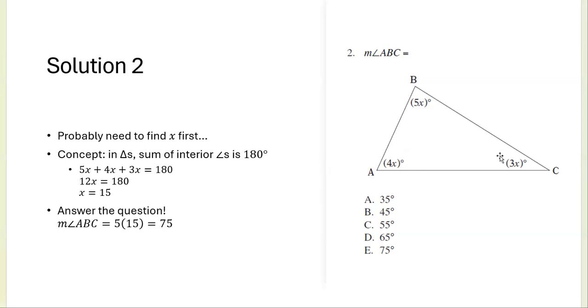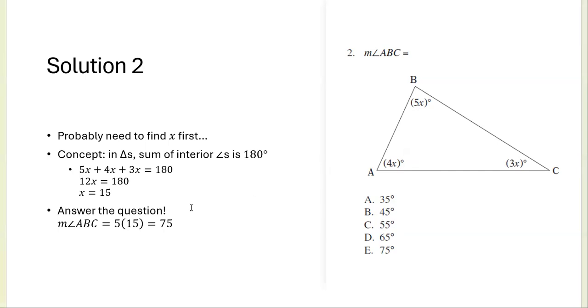So 5x plus 4x plus 3x equals 180. That's this line right here. And then we solve for x is equal to 15. Don't forget to answer the question though, because it's a common trap. You might see 15 as one of the choices. In this case, it's not here, but you get excited, you bubble it in, or in a digital SAT, you go click it, or whatever it is, and then you move on.